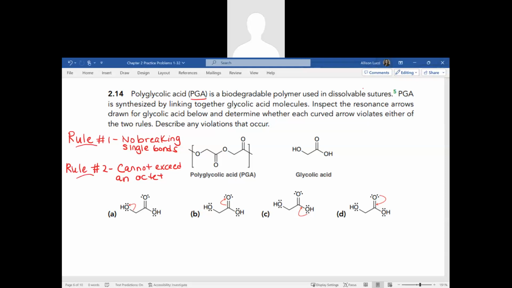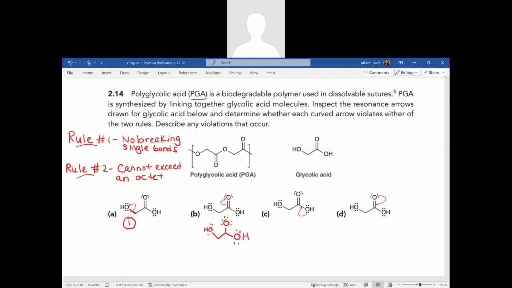So let's take a look at our first curved arrow here on this first molecule. This violates rule number one. This breaks a single bond, which is highlighted in red there. So we cannot do that. Let's take a look at molecule B. Again, this is a curved arrow for a resonance structure for glycolic acid, but this does not violate either rule. What would happen is we would see that everything is fine if this oxygen ends up with 3 lone pairs. So B does not violate either rule.